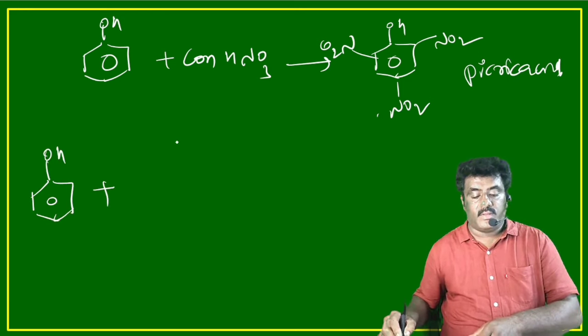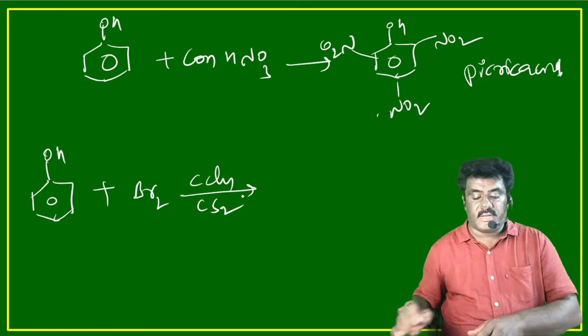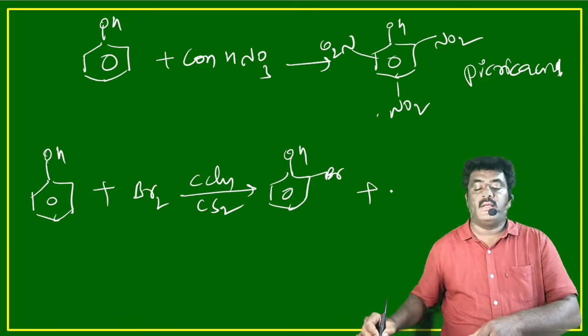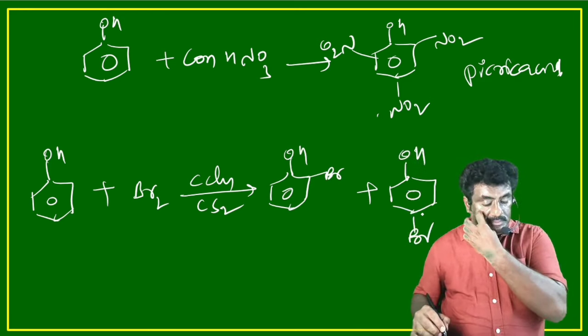Next, phenol with Br2, bromine in carbon disulfide, gives orthobromophenol and parabromophenol.